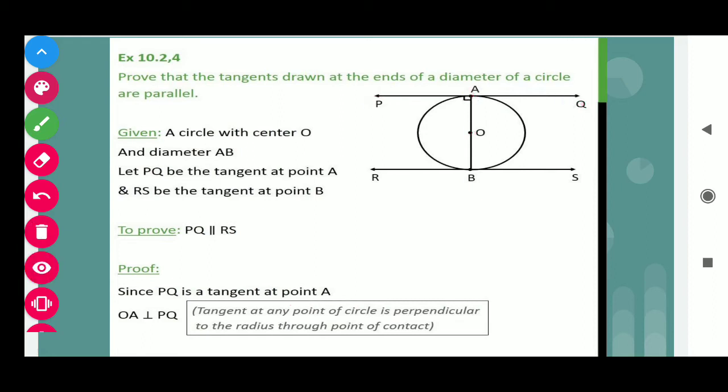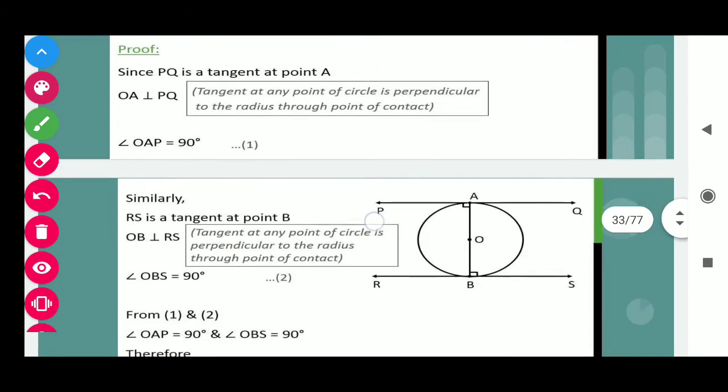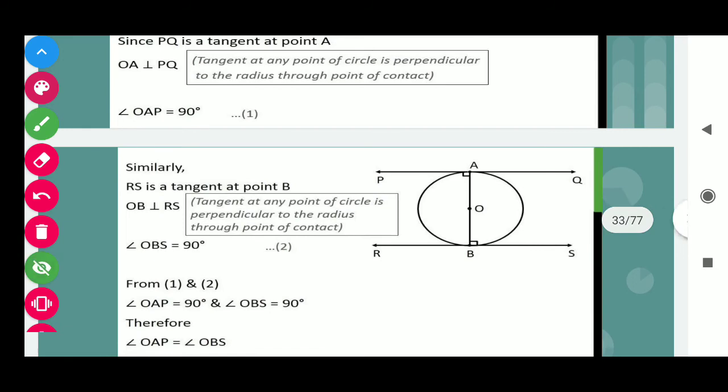This is the above remark: tangent at any point of a circle is perpendicular to the radius through the point of contact. So in this way we get angle OAP is 90 degrees. Similarly, RS is tangent and OB is the radius and here B is the point of contact. So this angle is 90 degrees. Now students, from first and second, if we add both the numbers, then we get 180 degrees. In this way this is a straight line.